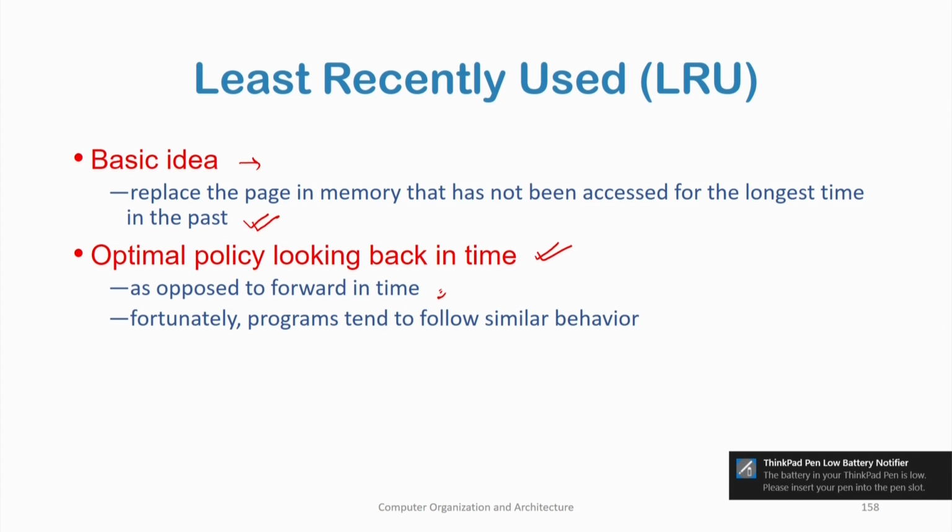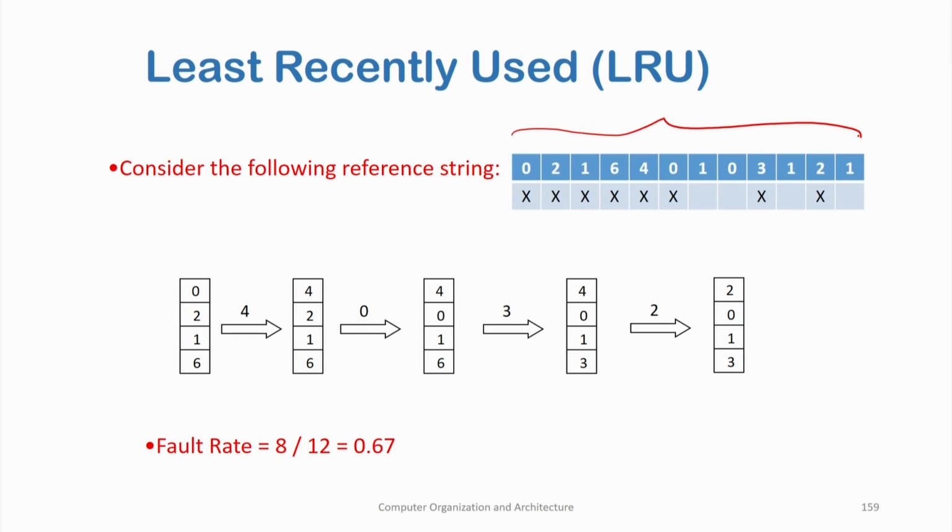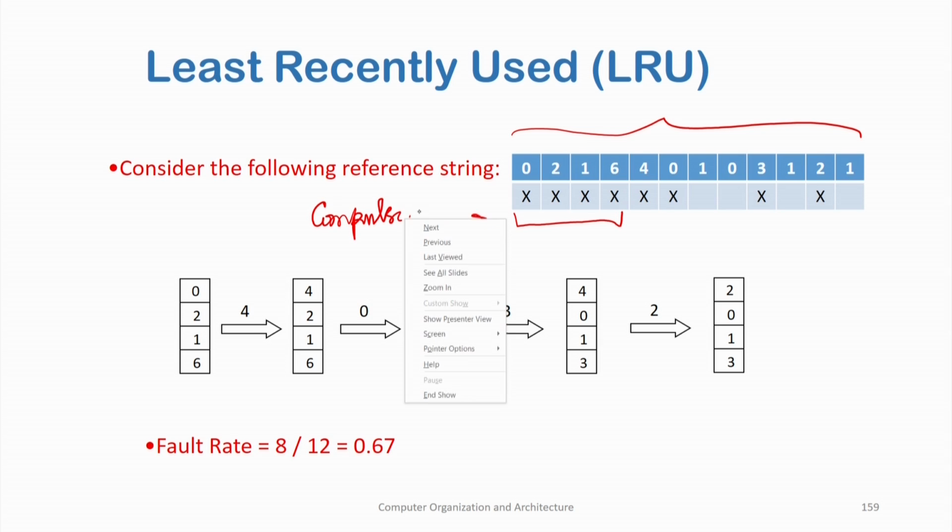Fortunately, programs tend to follow similar behavior. So looking back in time is almost always very beneficial, because it allows you to utilize locality of reference. Now we take the same reference string again, the same set of 12 references. On this, the first 4 are again compulsory.